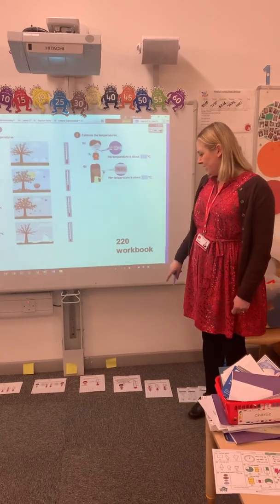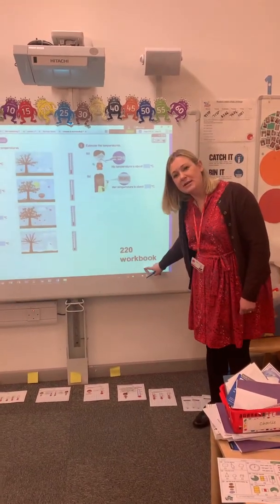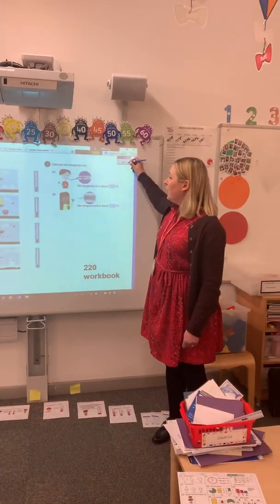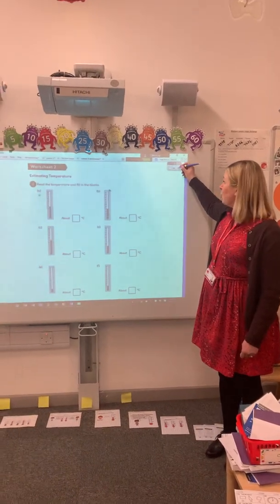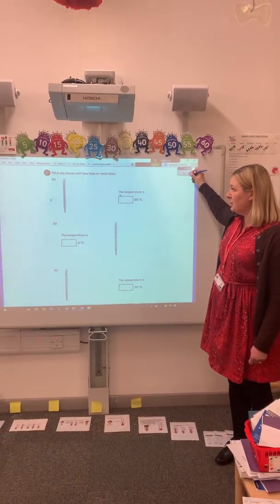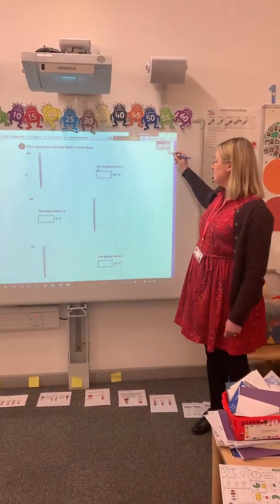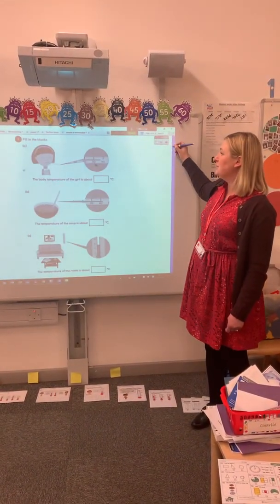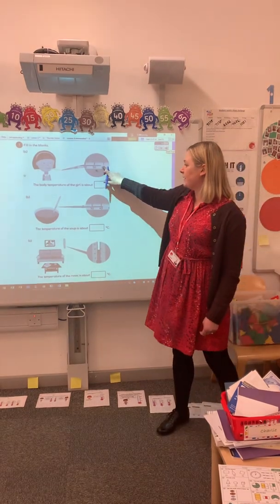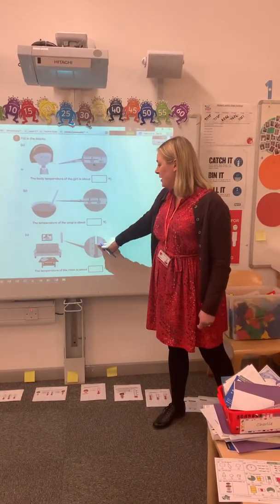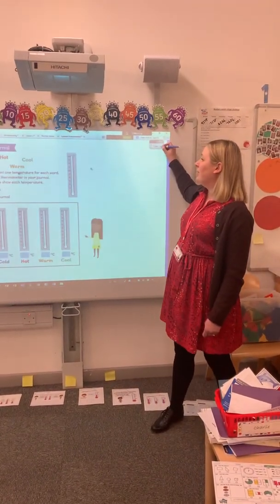Once you've completed that, it's page 220 in your workbook, and you will work through very similar to what you have just done there. You've got the less than and the more than that you looked at yesterday, just a revisit of those, and then filling in the blanks with a different measurement from there.